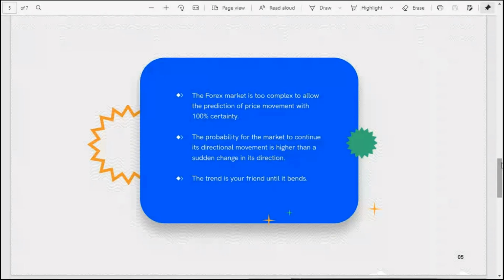The probability for the market to continue its directional movement is higher than a sudden change in direction. See, the probability that CAD JPY will continue going down is greater than it just changing its direction, because the trend is my friend. I will trade the trend until it bends, until it changes. The trend is always your friend. Don't forget this.